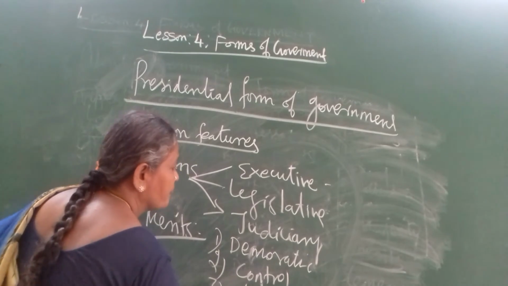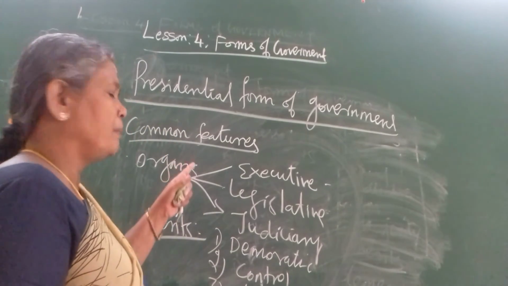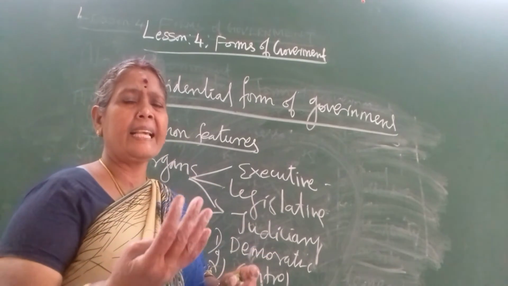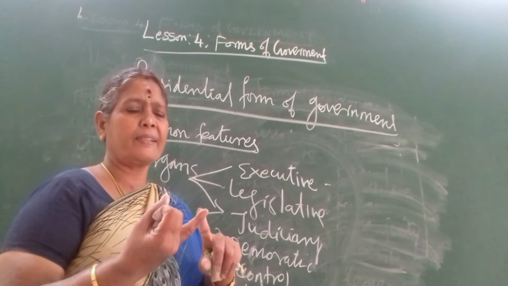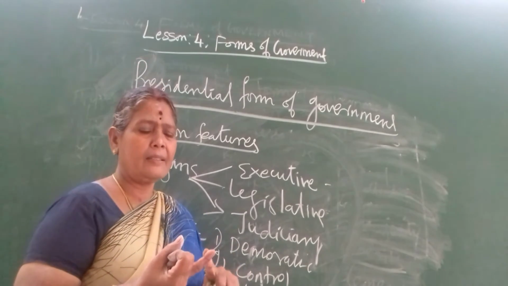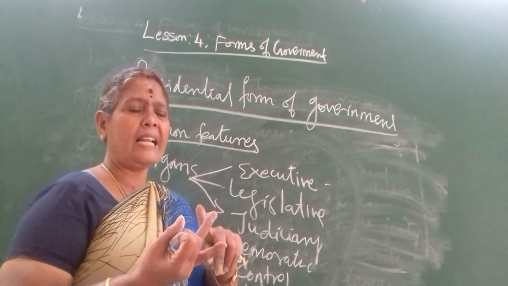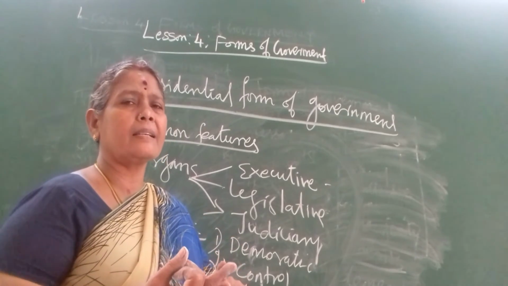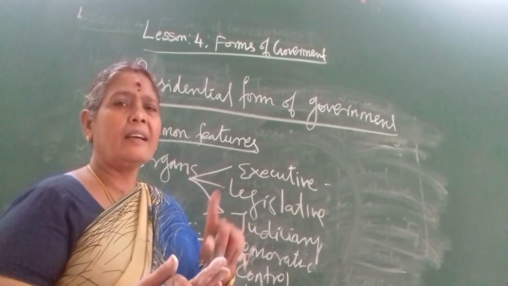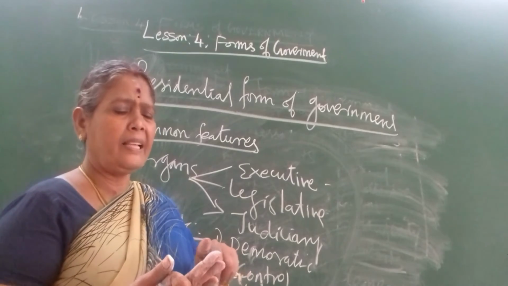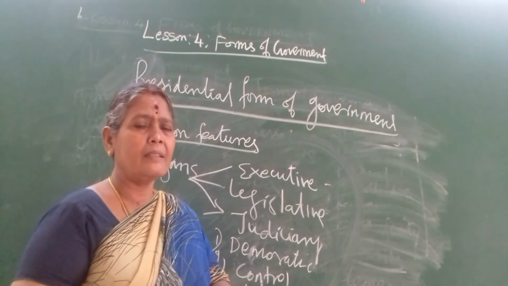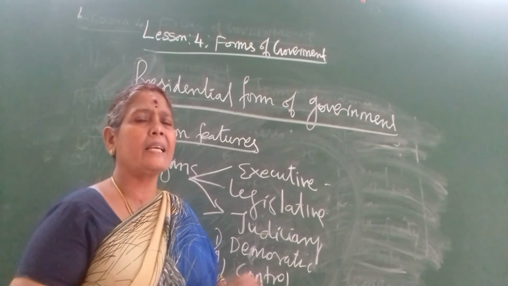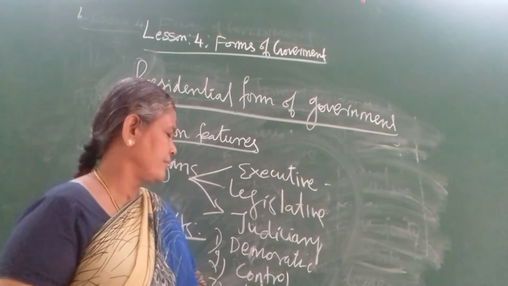Again, the common features. Three headings, children. One common feature: the president is the head of the state. Second, he is elected by an electoral college for a term of 4 years. Then third, he is helped by a small cabinet which is called a kitchen cabinet. Then powers are separated among the 3 organs.